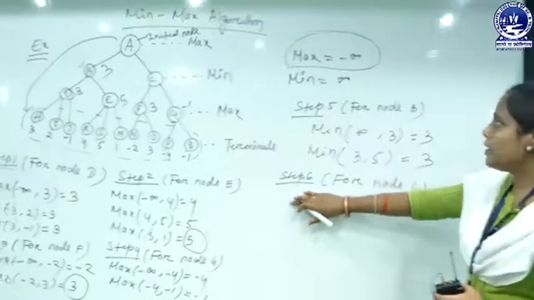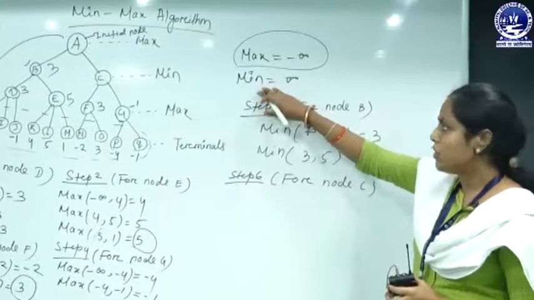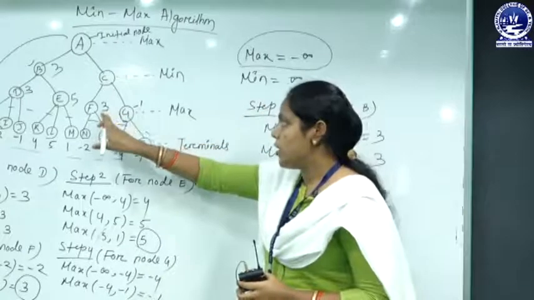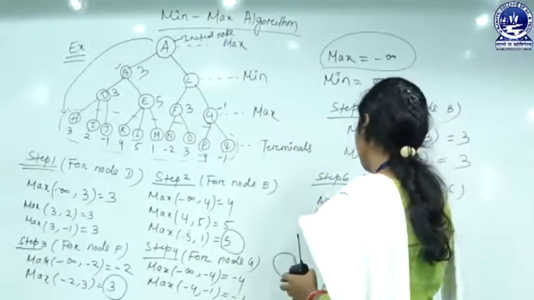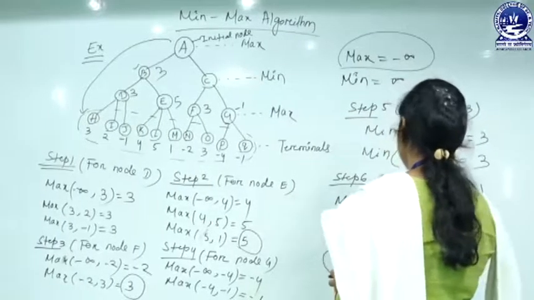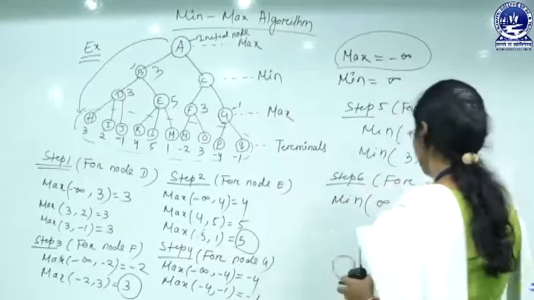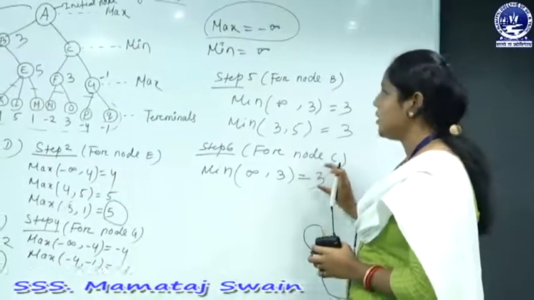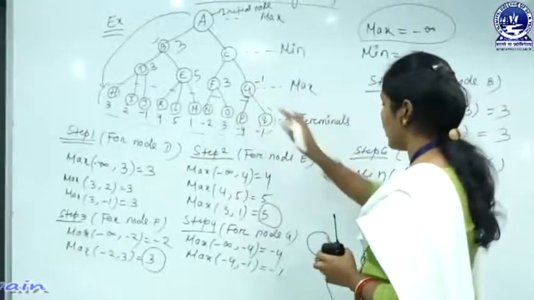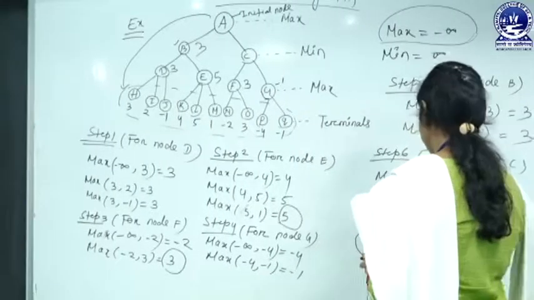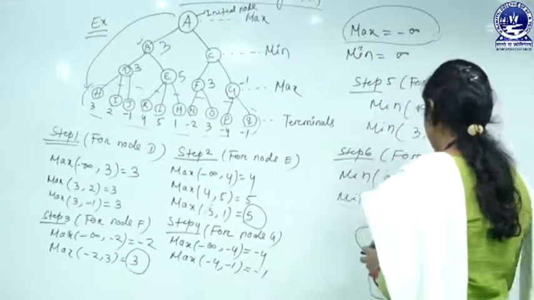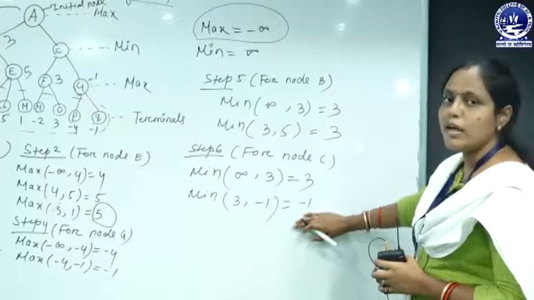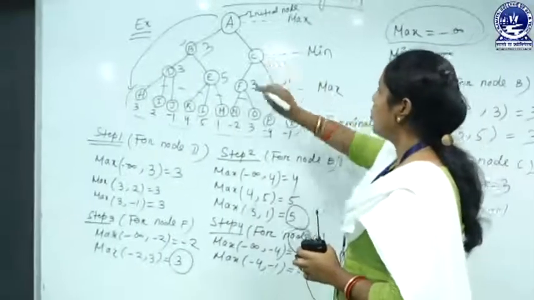Here we take the initial value of our minimizer, which is infinity. Then we compare this infinity with this value, that is 3. Then min of infinity, 3, which is equal to 3. Then again we compare this value, that is 3, with the -1. That means min of 3 and -1, which is equal to -1. That means here -1 is our utility value for the node C.